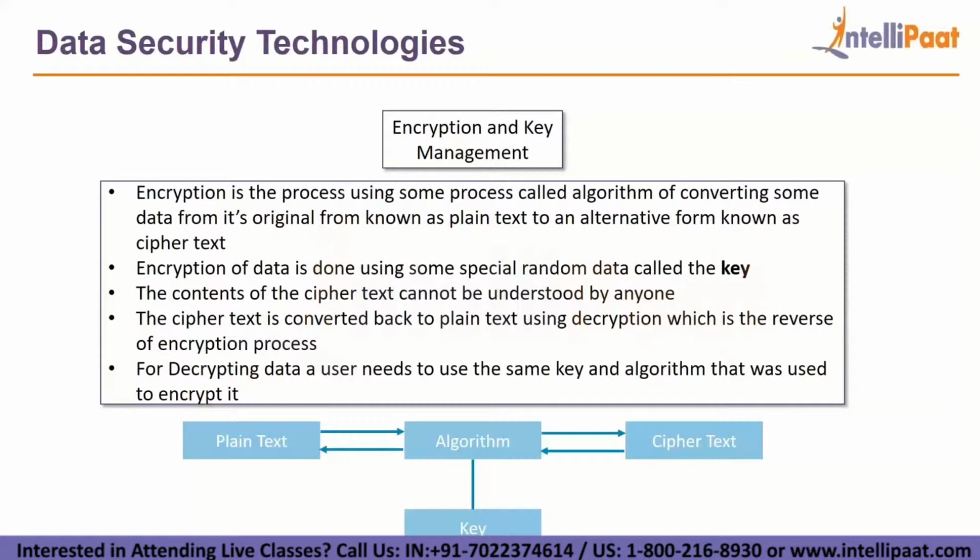Then that ciphertext, when the user wants to read the data, is again passed through the algorithm to decrypt it using the key. That key, along with the algorithm and ciphertext, will convert it back to the plain text. Ciphertext is some text that has no meaning. You are not going to be able to understand what it actually contains.